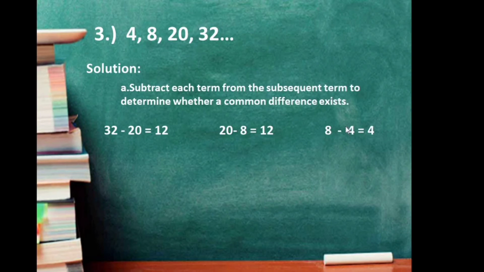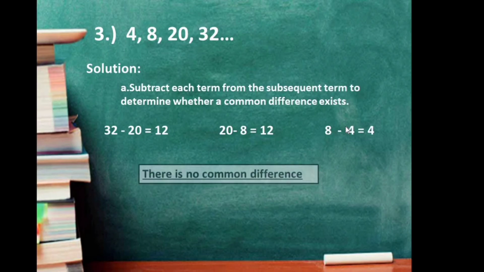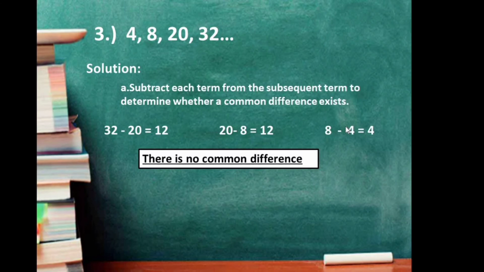I want you to observe this example, class. What can you say about the differences? Do they have a common difference? The answer is there is no common difference. Why? Because one difference is 12, 12, and the other is 4.